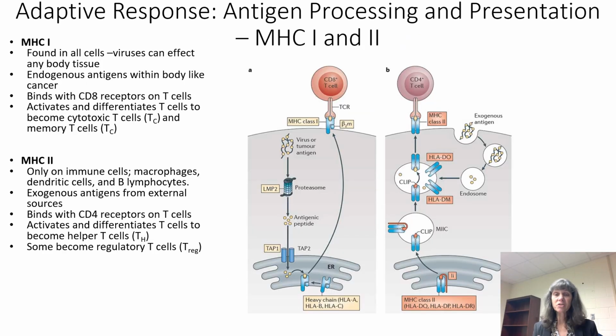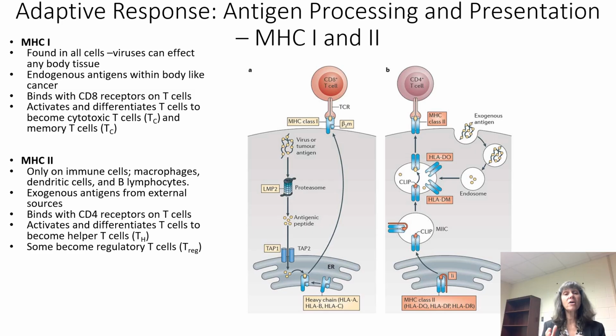The scenario I described earlier was with MHC2 proteins. The major histocompatibility protein complex class 2 are found only on macrophages, dendritic cells, and B lymphocytes. And those deal with antigens from the outside, from external sources. And they bind with CD4 receptors on T cells to activate and differentiate T cells to become helper T cells, and some can become also regulatory T cells.